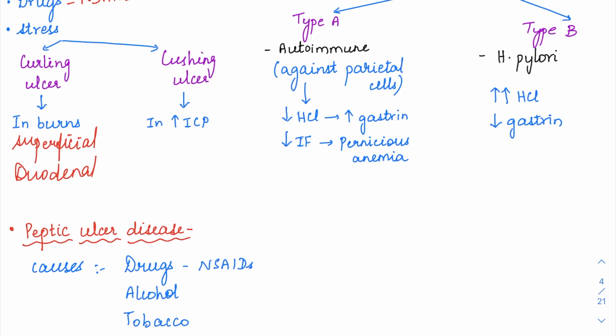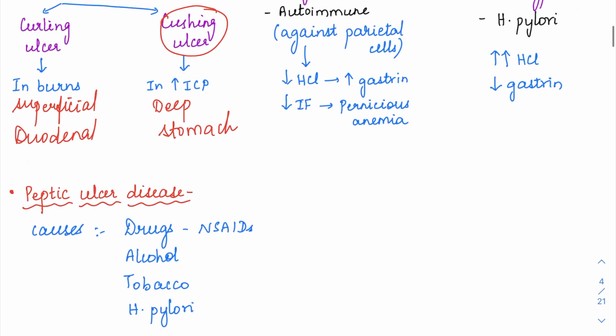While in increased intracranial pressure conditions, like meningitis or some intracranial space-occupying lesion that increases the intracranial pressure, those patients develop deep ulcers in the stomach. Stomach deep ulcers are seen, and these are called Cushing's ulcer. We all know Cushing's syndrome also, right? So remember, Cushing's is related with increased intracranial pressure, and since Cushing's has an S, it has to be present in the stomach. So stomach deep Cushing's ulcer is seen in increased intracranial pressure.